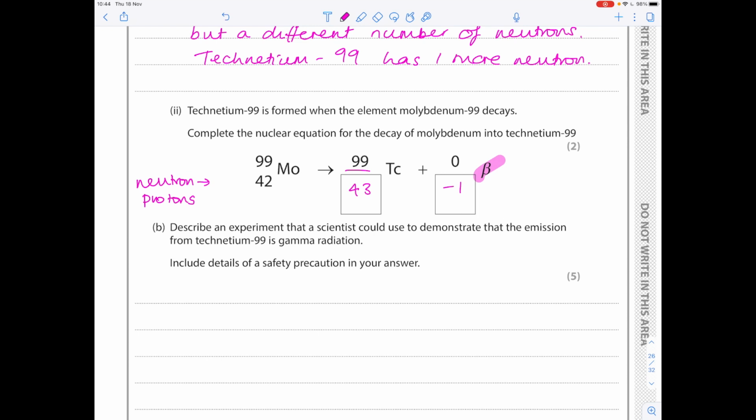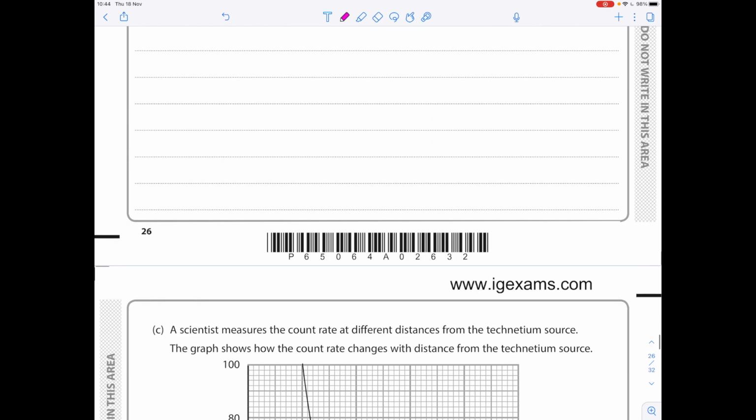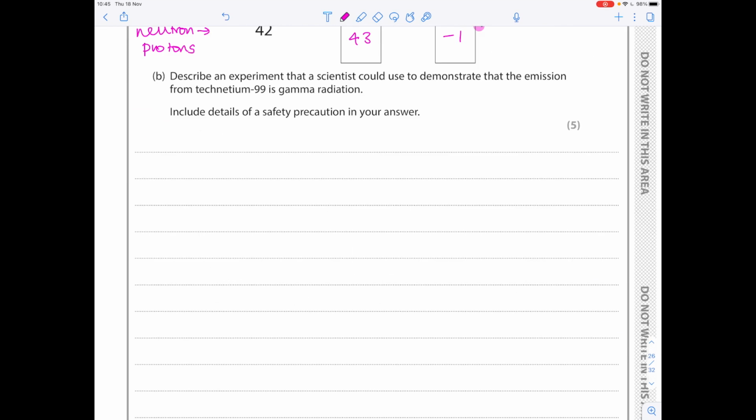Describe an experiment that a scientist could use to demonstrate that the emission from technetium-99 is gamma radiation. Include details of this safety precaution in your answer. So we're going to have to use a way of detecting radiation, which is going to be using a Geiger-Müller tube or a Geiger-Müller counter.